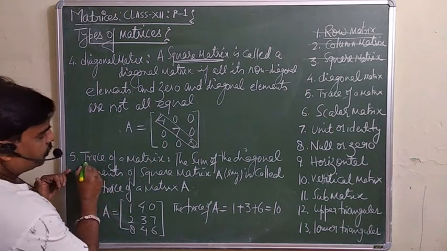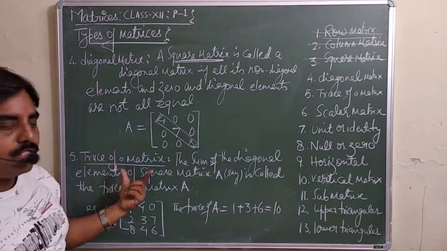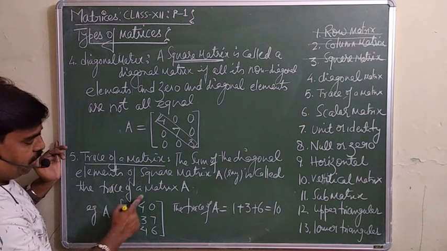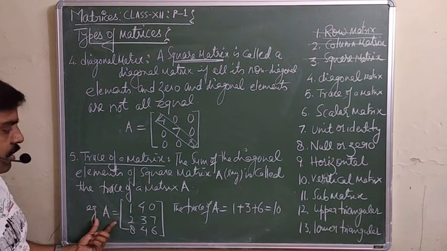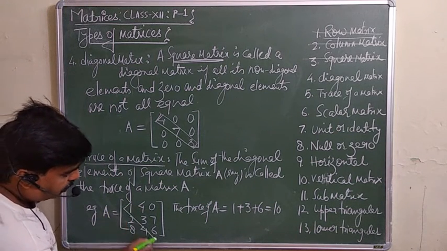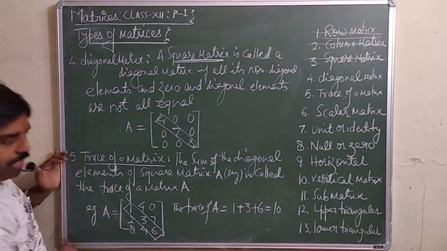Now the trace of a matrix. How can you find the trace of a matrix? If any square matrix is given, like this is your square matrix, and you want to find the trace of matrix A, you are supposed to take the sum of the diagonal elements.